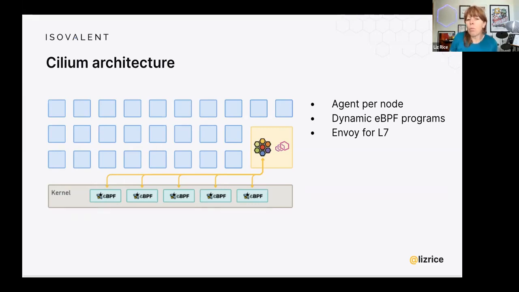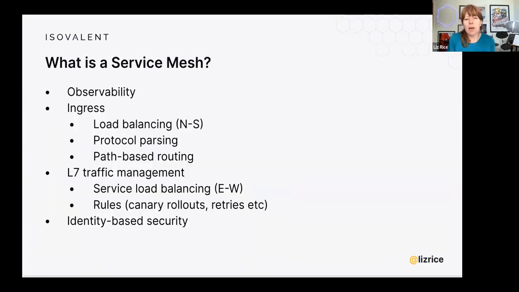Let's think what a service mesh is. The number one feature that people talk about when we've sent out surveys about service mesh, the number one thing that everybody wants is really great observability at layer 7.